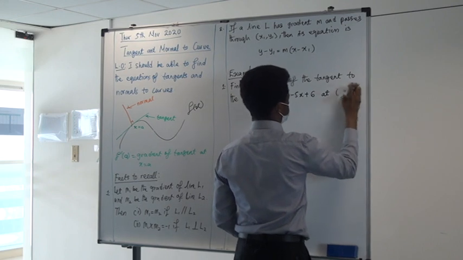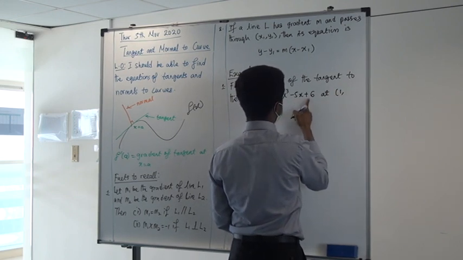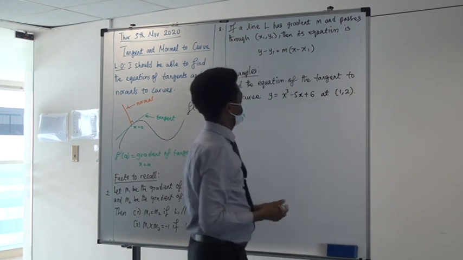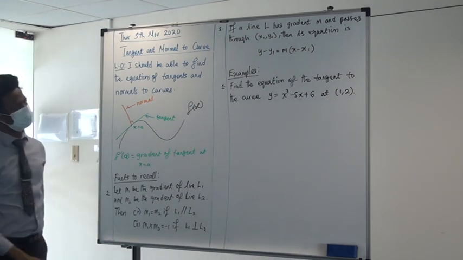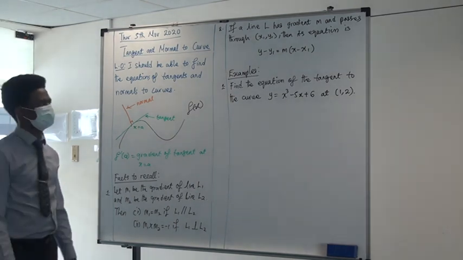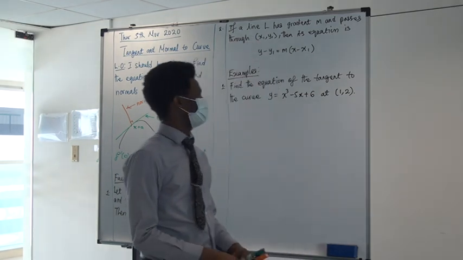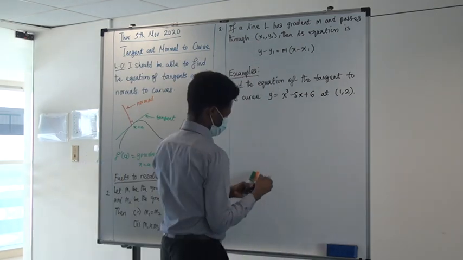Maybe I use 1. Let's use 1. 1 minus 5 plus 6 is 2? When x is 1, y is 2. Correct? Yes, that's 2. So, listen. Listen, please.